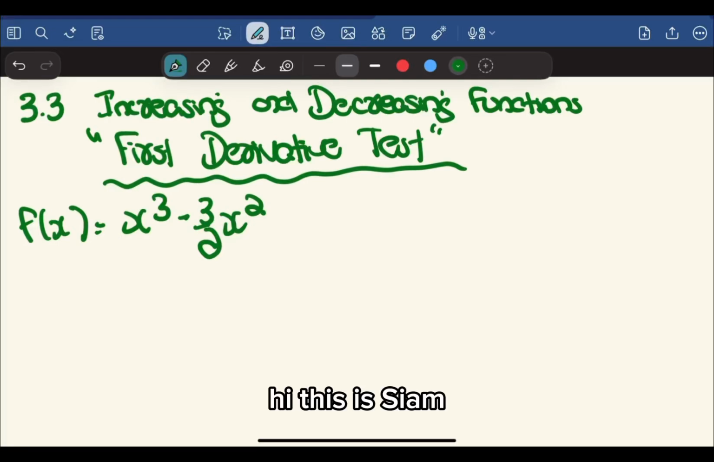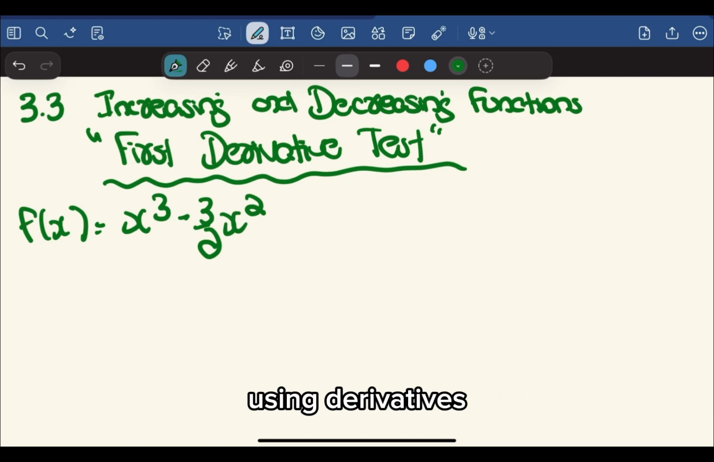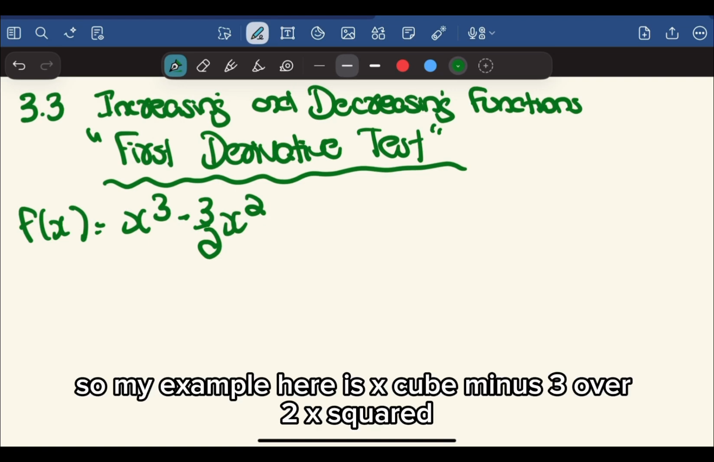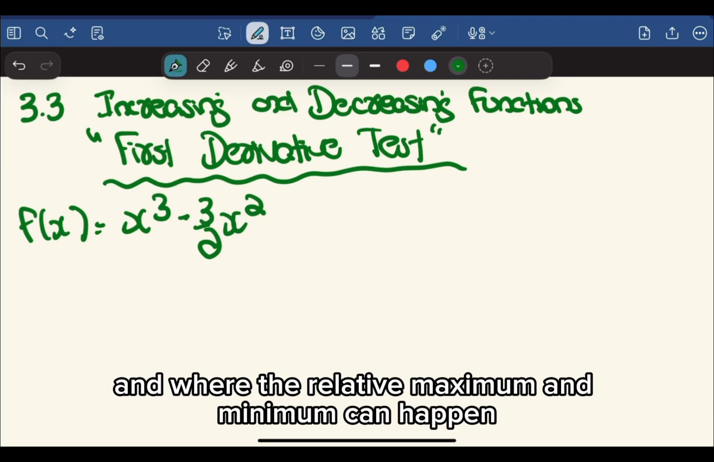Hi, this is Siam. In this video, I'll show you how to find where a function is increasing and decreasing using derivatives. My example here is x cubed minus 3/2 x squared. We'll go step by step to find where the graph goes up, where it goes down, and where the relative maximum and minimum can happen.